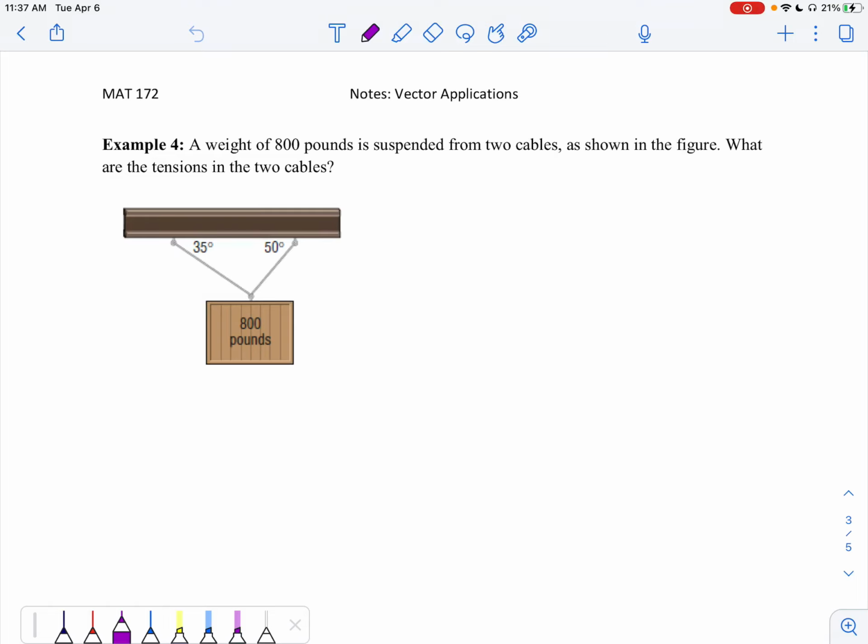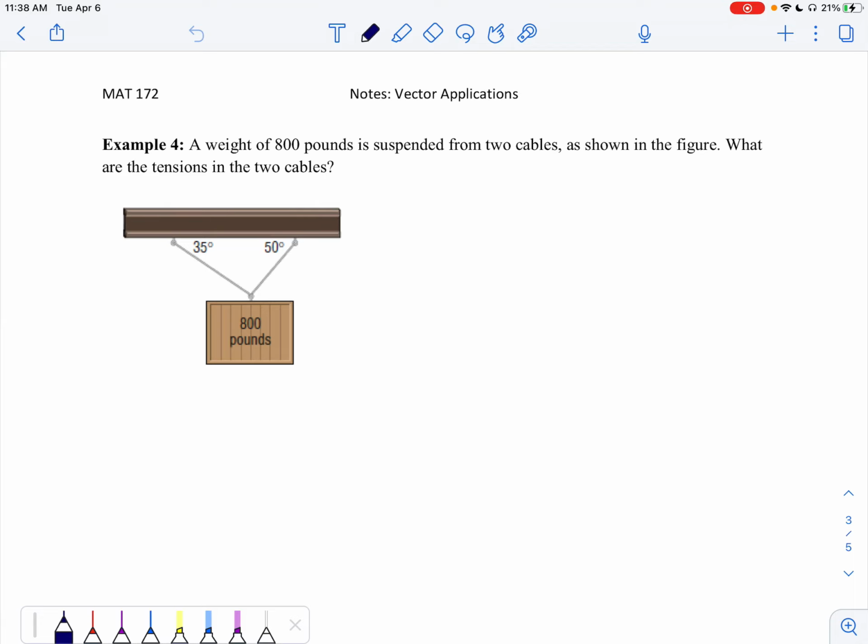All right, let's look at one last vector application problem. In this one, we have an 800-pound weight that's being suspended from two cables, as shown in the figure here. And we want to know what are the tensions in these two cables. Okay, so let's go ahead and think about all the different forces that are in play here.